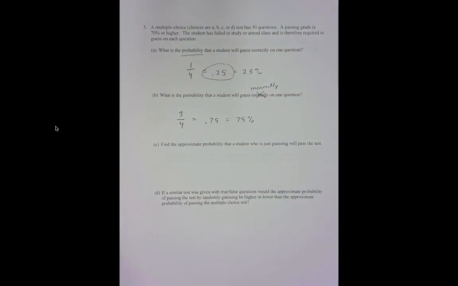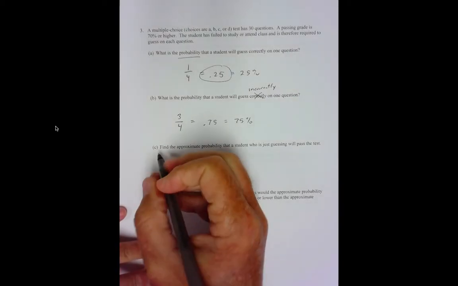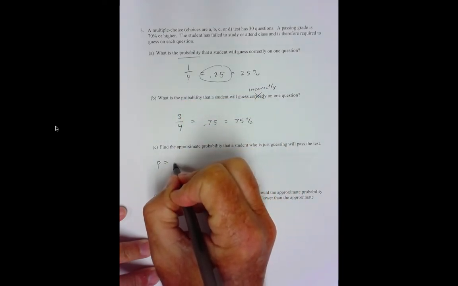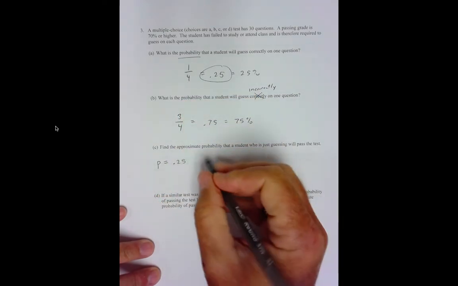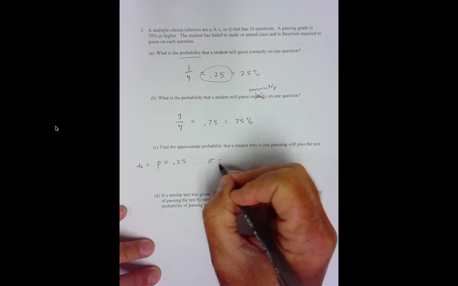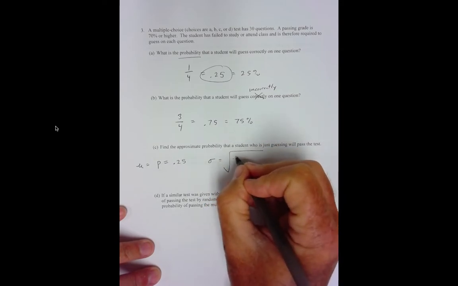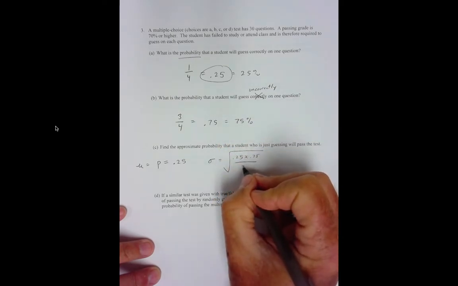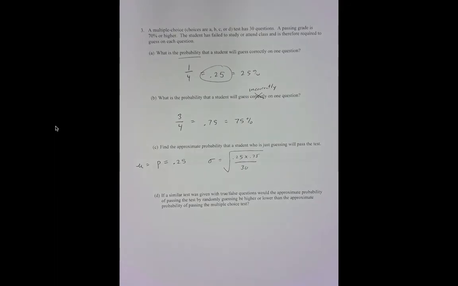All right, C, find the approximate probability that a student who is just guessing will pass the test. Well, this doesn't look good, does it? So the probability P is going to be 1/4. So this is going to be our mean. And our standard error is going to be the square root of P times 1 minus P over N, which in this case is 30.